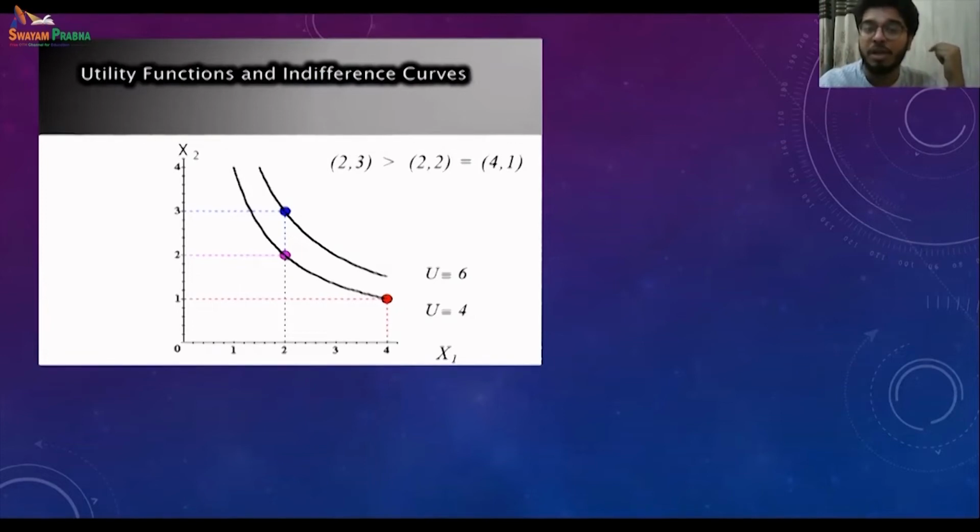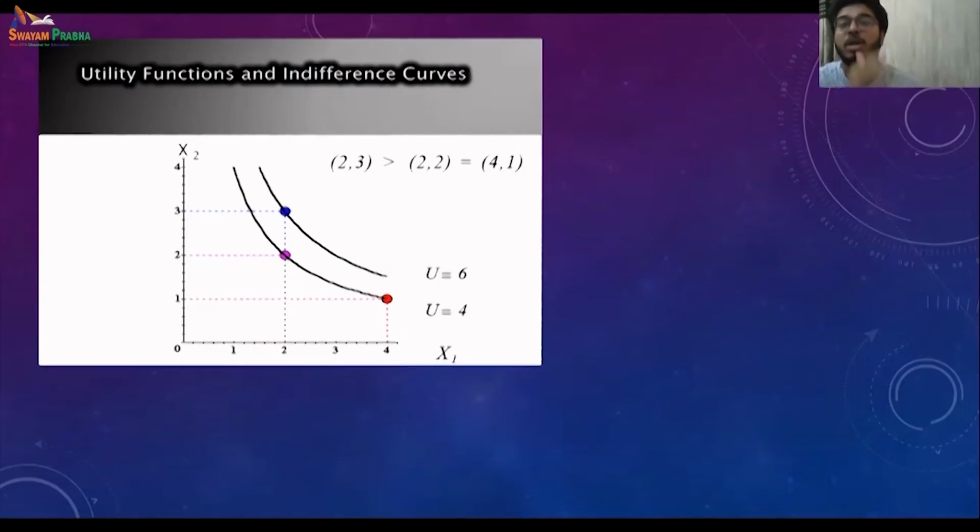At the same time, over here we can see 2 apples and 2 oranges are equivalent to 1 apple and 4 oranges. Your satisfaction is the same, right? That means whenever you sacrifice from 2 apples to 1 apple, you are increasing your consumption from 2 oranges to 4 oranges. This adjustment to keep you on the same indifference curve, on the same satisfaction level, is known as marginal rate of substitution. Marginal rate means with a 1 unit change in one variable, how much the other variable changes.